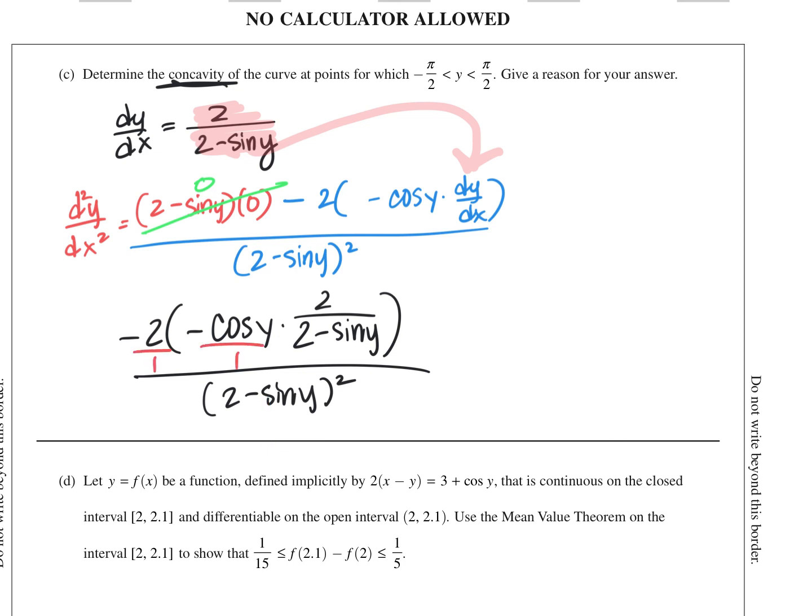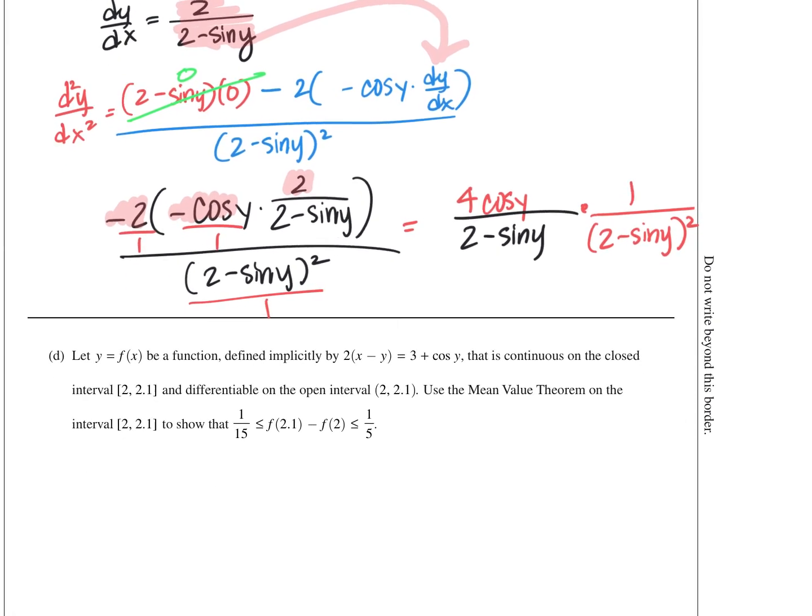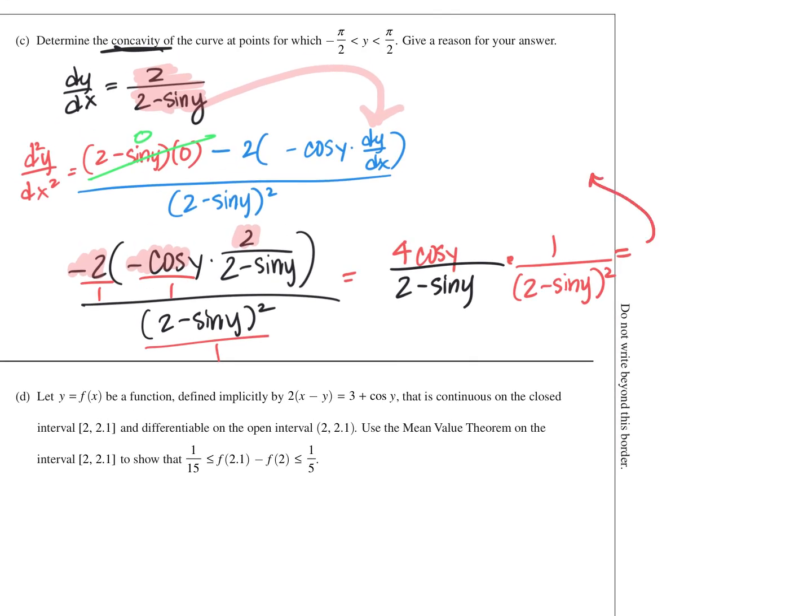Let's think about algebra. I'm going to put these things over 1. If I multiplied this numerator, a negative 2 times a negative cosine times a 2, are you cool with saying on the top it'd be a 4 cosine of y? You okay with that? Over my 2 minus sine. That's this numerator. Dividing by this thing is multiplying by its reciprocal. The reciprocal of this guy is going to be 1 over 2 minus the sine of y squared. So does that simplify? Sorry, I'm writing this up here now. 4 cosine of y over that 2 minus the sine of y to what power? Cubed.